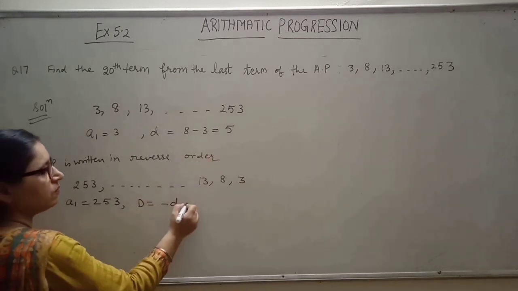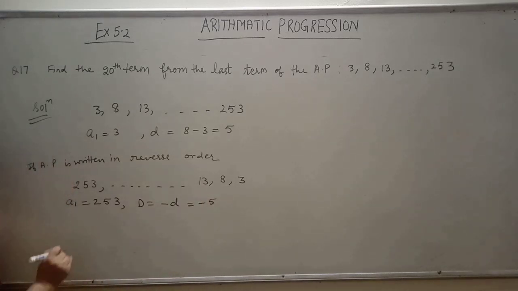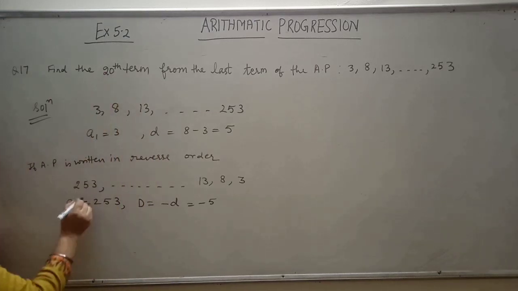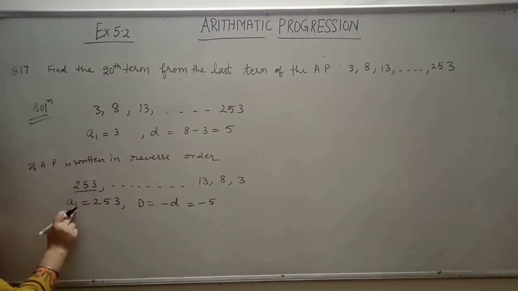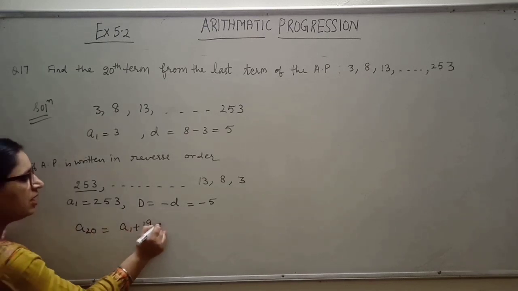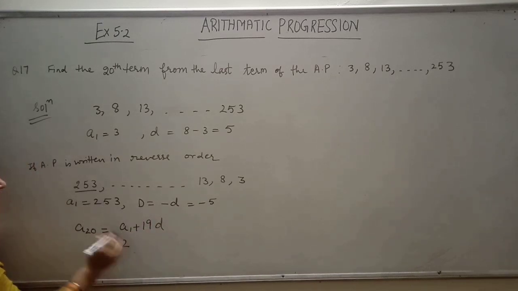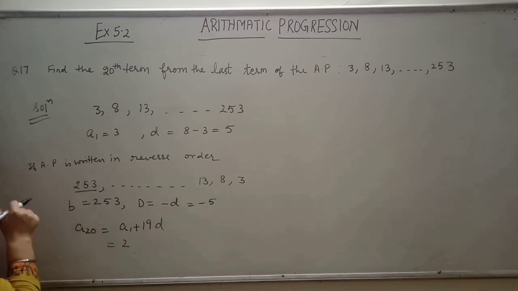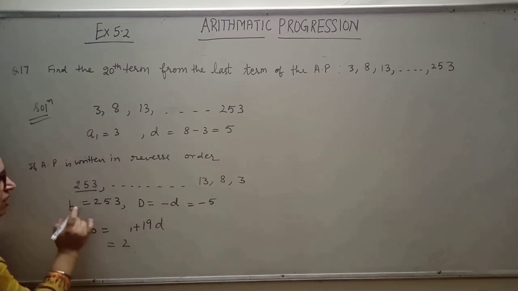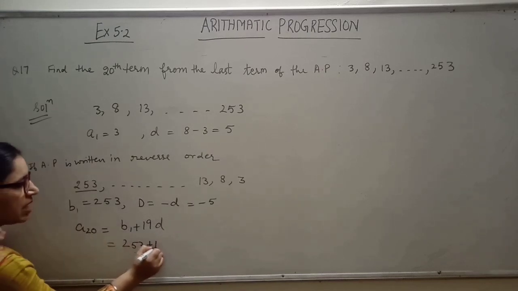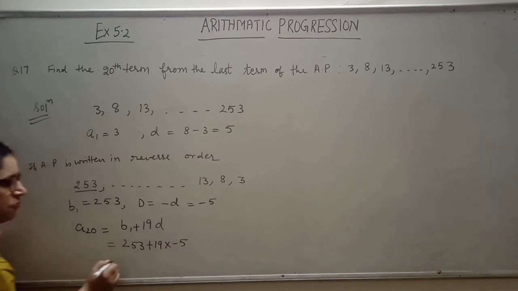What is that? Minus 5. Now you are to find out which term? 20th term from the last. So now the last term is for me the first term. So the 20th term from the last will become A20, that is A1 plus 19D. What is A1? 253. I should write it as B1, not A1, because A1 is 3. So B1 is 253 plus 19D, where D is minus 5.